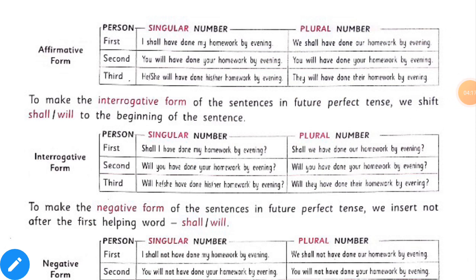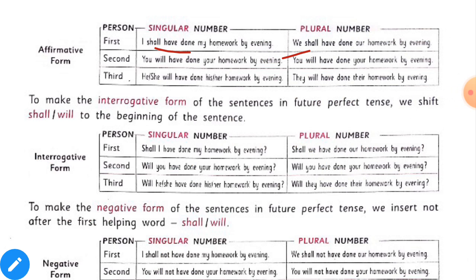Now let's know about the affirmative form. I shall have done my homework. Children, in future perfect tense we use will have and shall have. How do we use them? First of all, let's know about shall have. Shall have is used with only and only first persons, I and we. You can see here, I shall have done my homework, we shall have done our homework by evening.